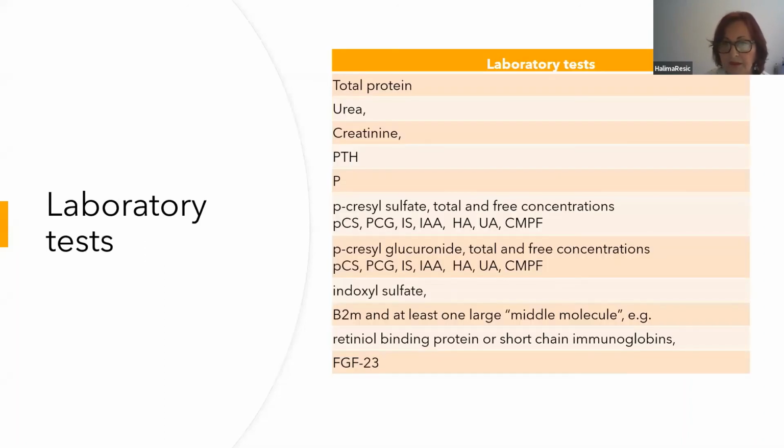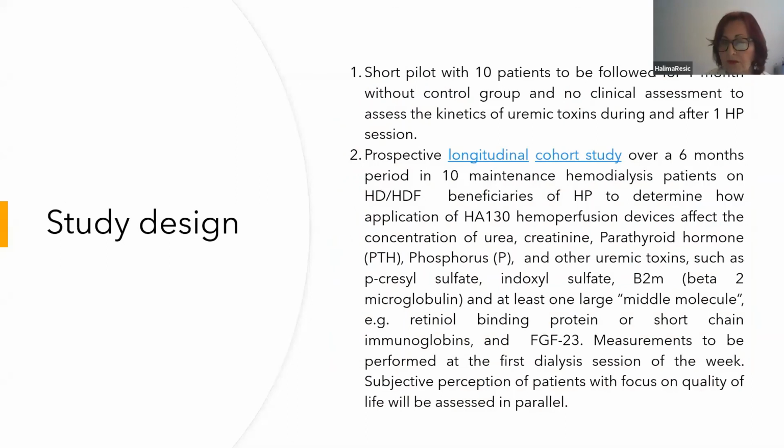The laboratory tests will include total protein, urea, creatinine, PTH, phosphorus, that is uremic toxins, and also beta-2 microglobulin and FGF23. There would be one short pilot study with 10 patients followed for a month, without a control group and no clinical assessment, to assess the kinetics of uremic toxins during and after one hemoperfusion session.